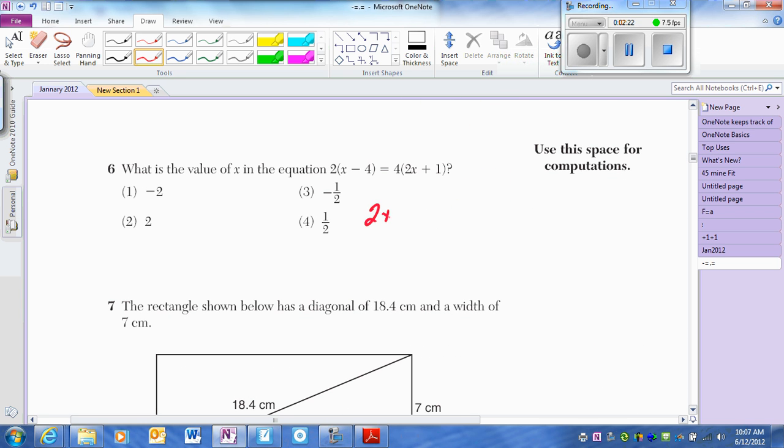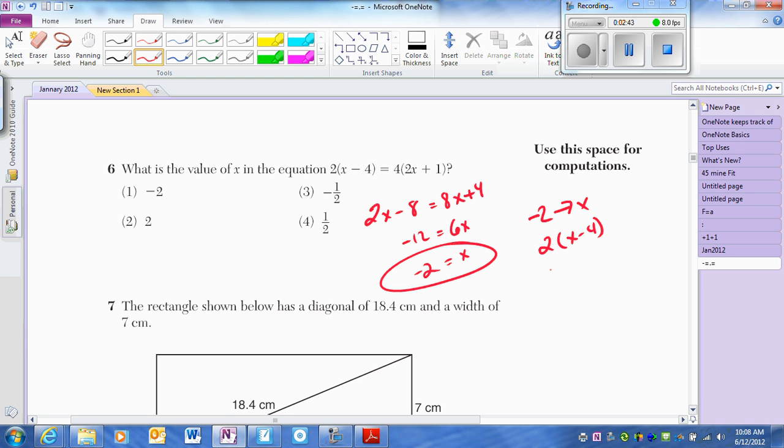Alright, so 2x minus 8 equals 8x plus 4. Bring this over, I get 6x. Bring that over, I get -12, so I get x equals -2. Could also plug that in. If you did -2 stow x, and then you did 2x minus 4 in the calculator, it would knock out -12. And then if I did 4 times 2x plus 1, -4, -3, this would also give you -12.